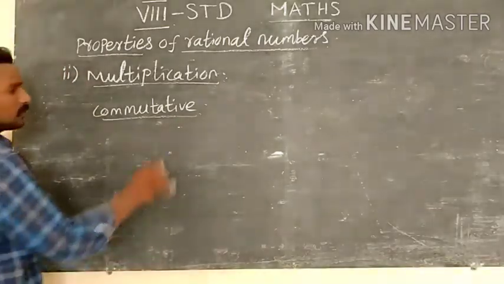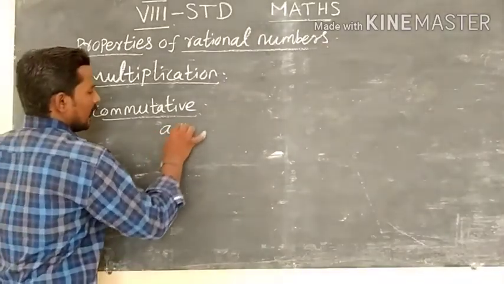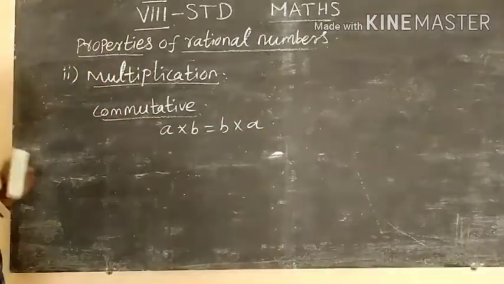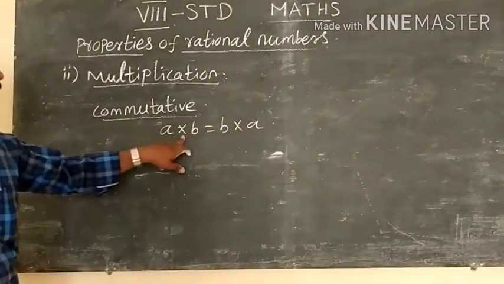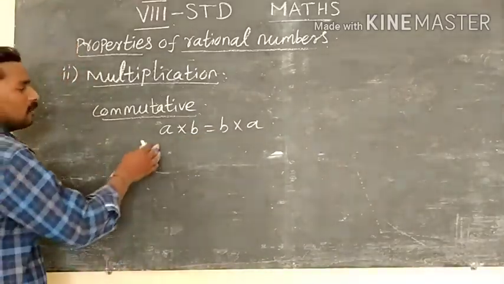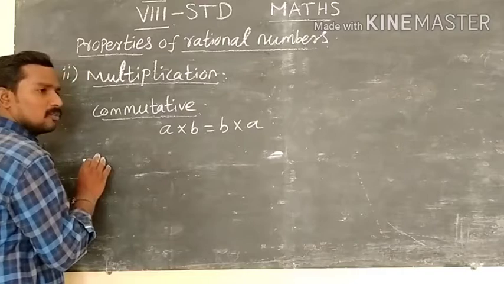Commutative. This is what a into b is equal to b into a. This is a commutative property. A into b is equal to b into a. So select any one number. So a is 1 by 2, b is 2 by 2.